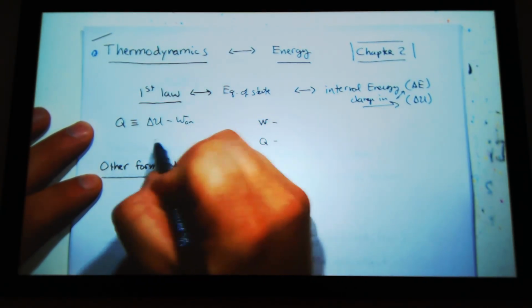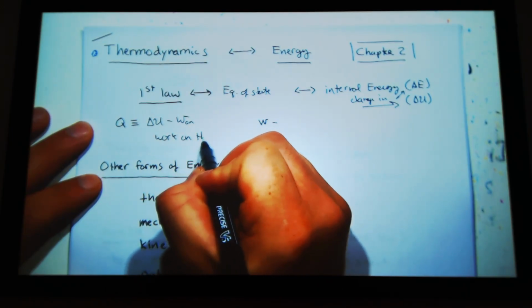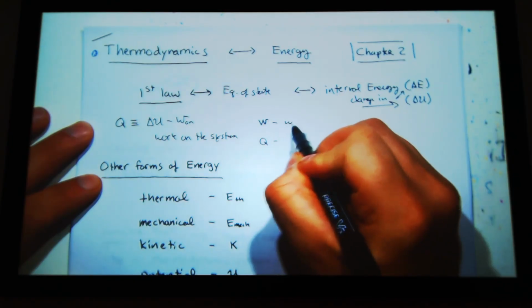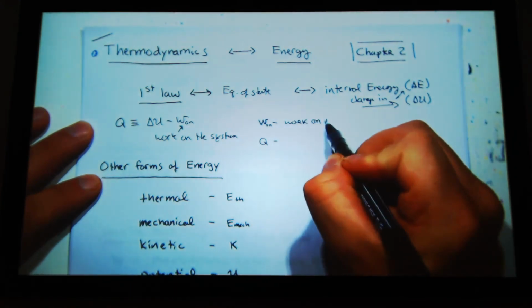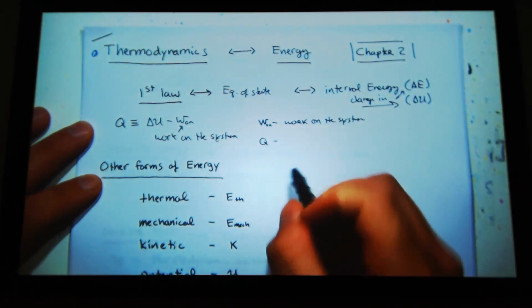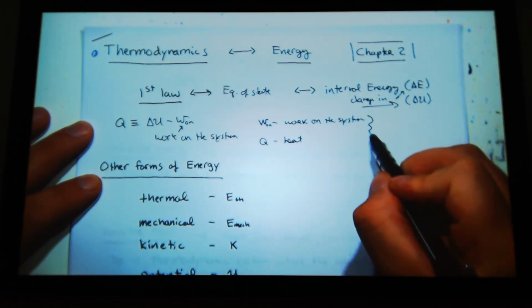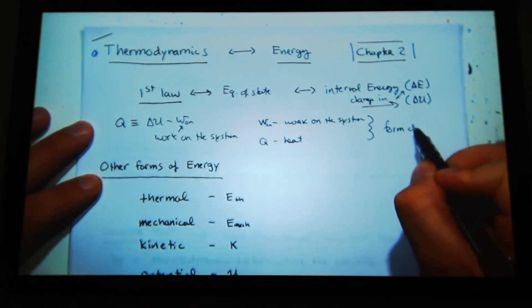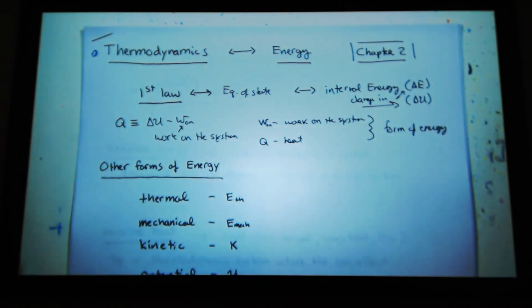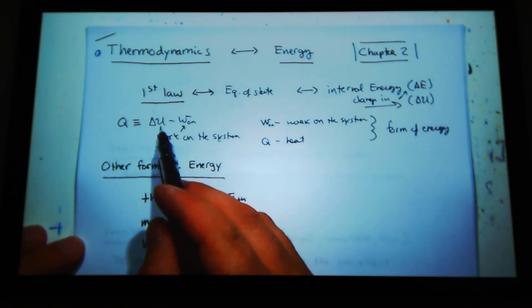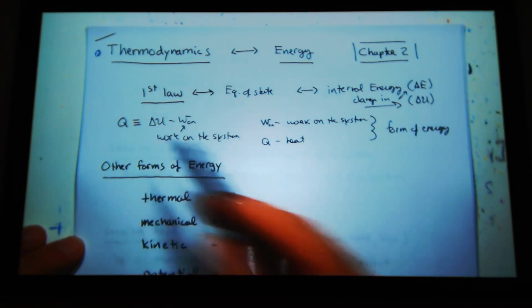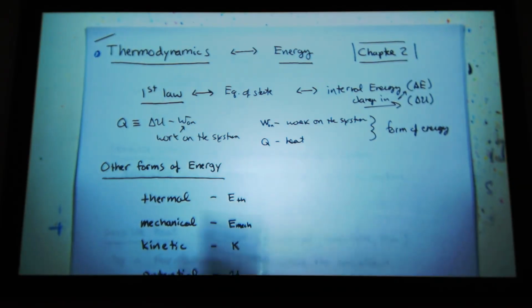And so this is work on the system, and heat, and both of these are forms of energy. So both are forms of energy. It couples heat with the equation of state, or change in the state of the system, based off of heat in and work in.